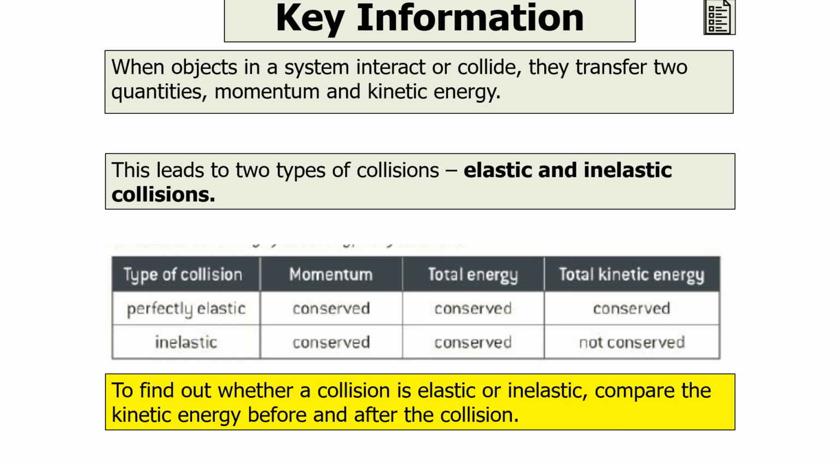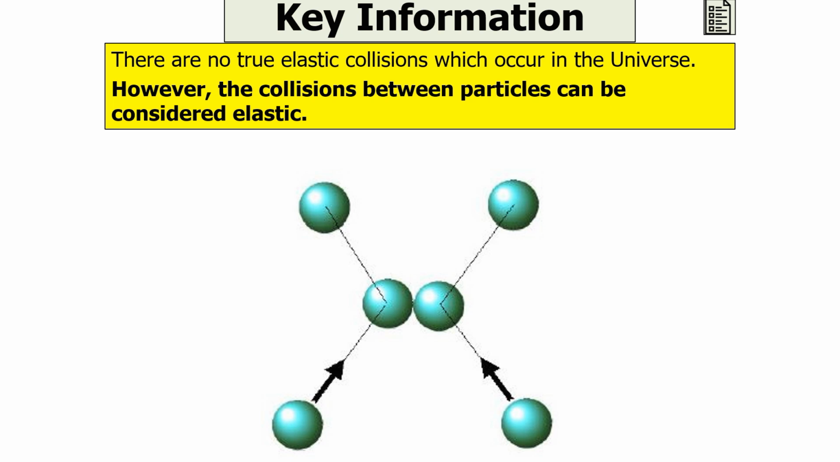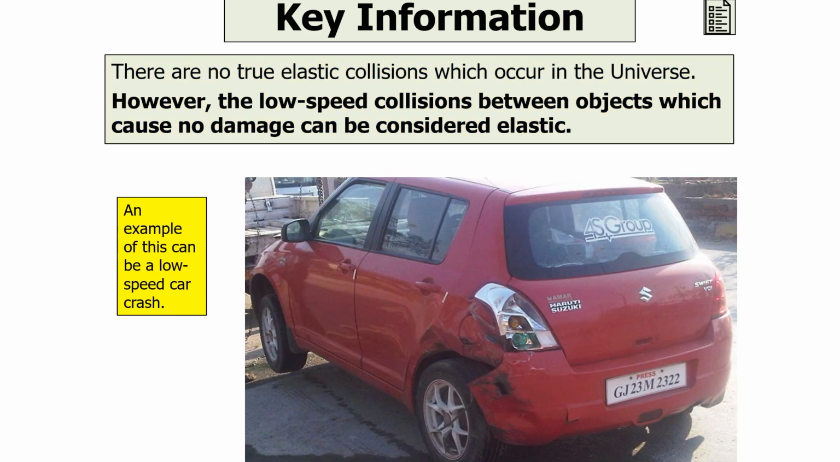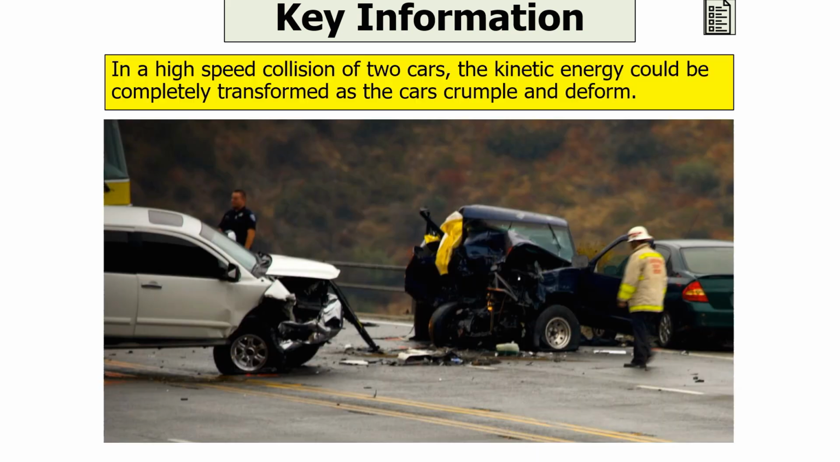after the collision. In reality, there are no true elastic collisions which occur in the universe. However, the collisions between particles can be considered elastic, and low speed collisions between objects which cause no damage can be considered elastic. An example of this can be snooker balls hitting each other. Another example can be a low speed car crash. In a high speed collision of two cars, the kinetic energy could be completely transformed as the cars crumple and deform, leading to an inelastic collision.